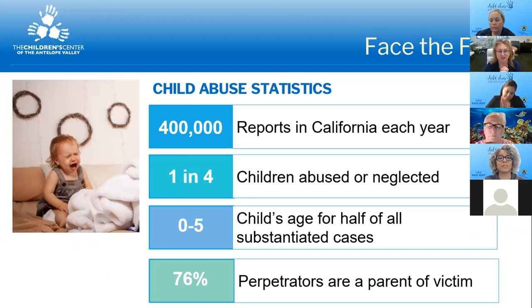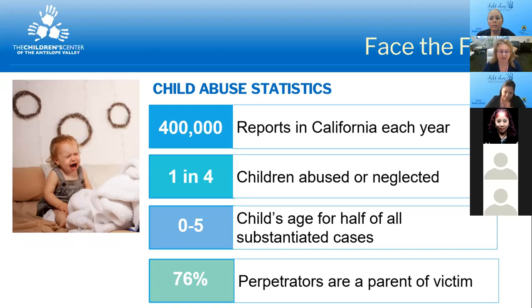So we know the dire statistics. We know that the Antelope Valley has had a lot of negative publicity regarding its child abuse stats. It's most interesting for this group today, the 0 to 5, that the child's age for half of all substantiated cases. That's pretty scary. And that's why Best Start exists. And that's why your group is so important to helping us prevent child abuse.